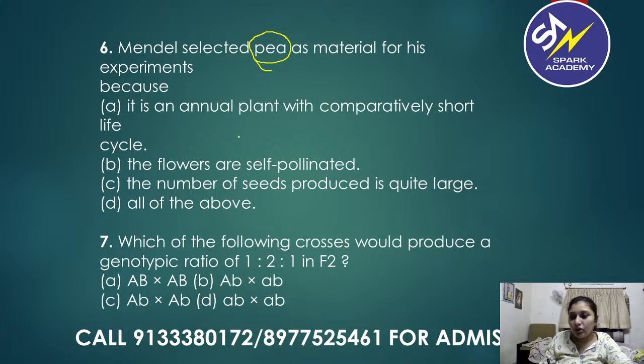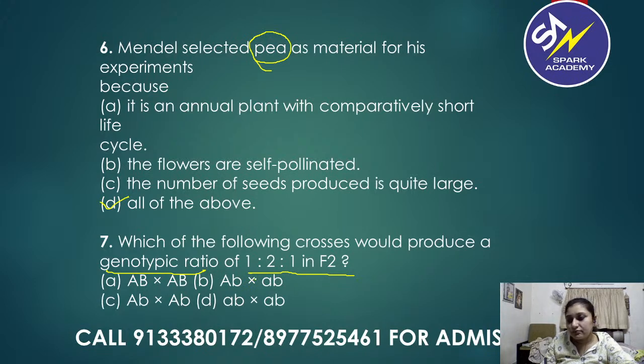Come on quickly, all of you. We don't have much time. Yes, the correct answer is 6D. All the traits are correct. So, which of the following crosses would produce a genotypical ratio of 1:2:1 in the F2 generation? In the F2 generation, genotypically, it is 1:2:1. Which of these crosses would produce this type of ratio?